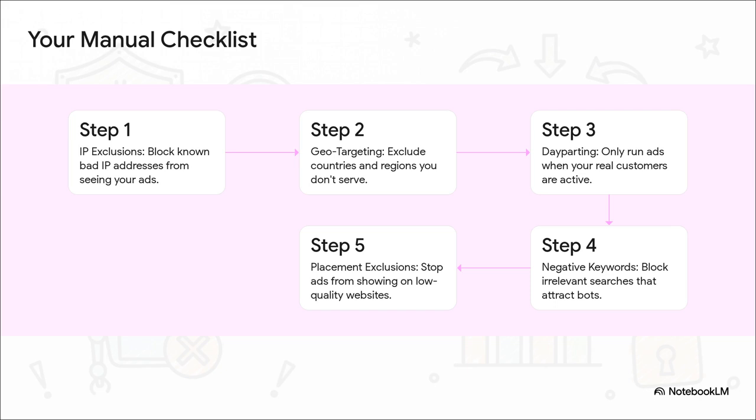It's that simple. 3. Day parting. A lot of fraud happens overnight. If your customers are only buying from 9 to 5, why are you running ads at 3 a.m.? 4. Negative keywords. Use them to block all those junk searches that only attract bots. And finally, number 5, placement exclusions. You gotta keep your display ads off those junky, low-quality websites.